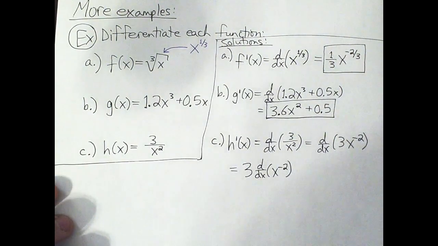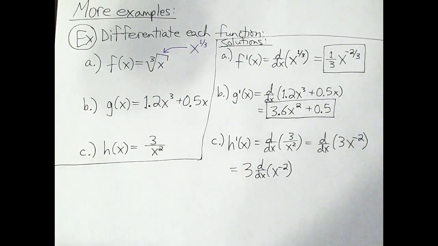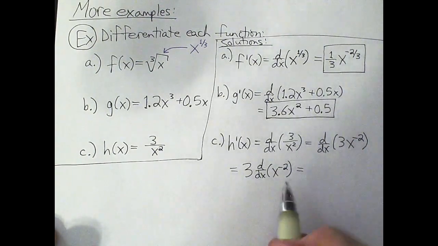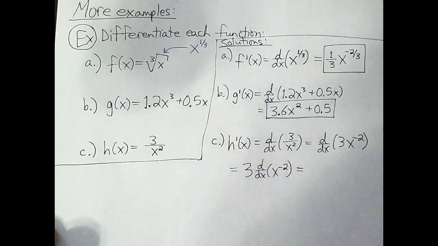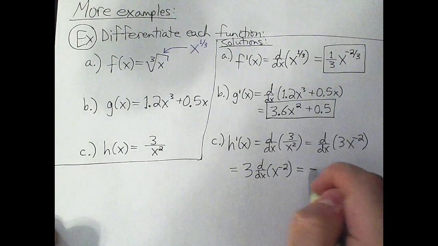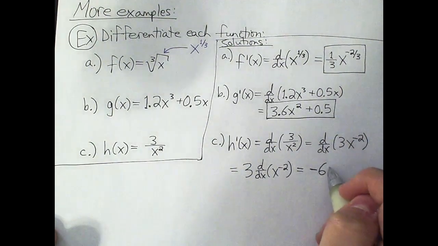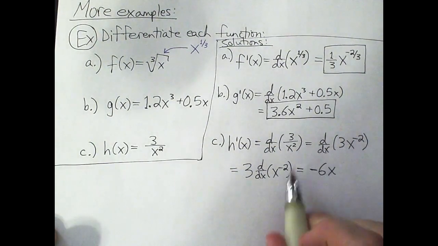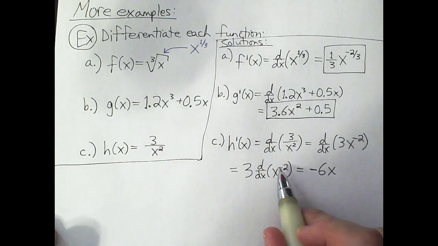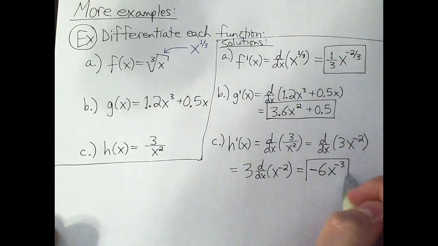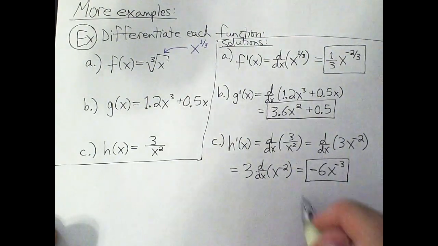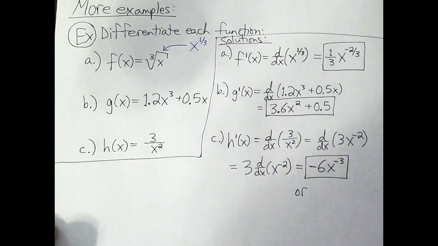3 was a constant, so we could pull it out. And now look at that. We have x to the n. n happens to be negative 2, but it's the x to the n rule. So the negative 2 is going to come down out front, get multiplied by the 3 that's already there, give me negative 6. And then we have x raised to the, we need it to be 1 less than negative 2. So negative 3.